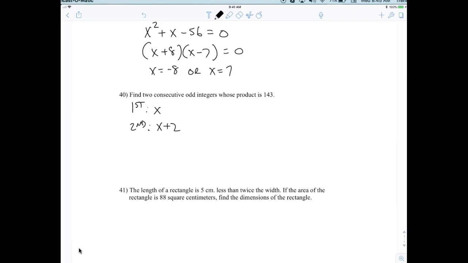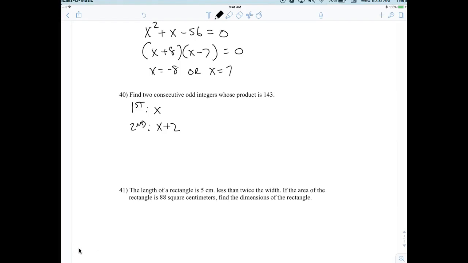X and X plus 2. That's how you write consecutive odds. How do you write consecutive evens? X and X plus 2. Wait. So consecutive odds and consecutive evens are written the same. Why? Because to get from one even to the next even, you just do what? Add 2. To get from one odd to the next odd, you add what? You add 2. The biggest mistake kids make is they think that you're adding 3 or adding 1.